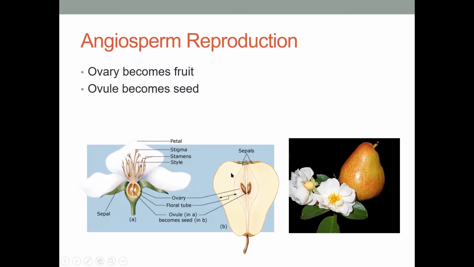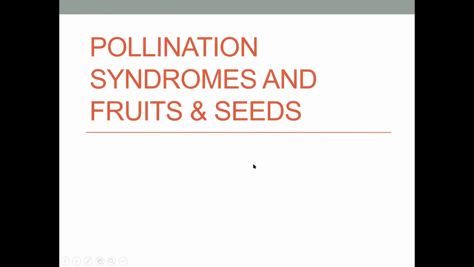So remember, all fruit comes from the ovary of a flower, and all the seeds inside that fruit come from each of the ovules that were in that ovary. All right, so that's everything for double fertilization. Now we're going to talk about pollination syndrome and exactly how these angiosperms pollinate one another.